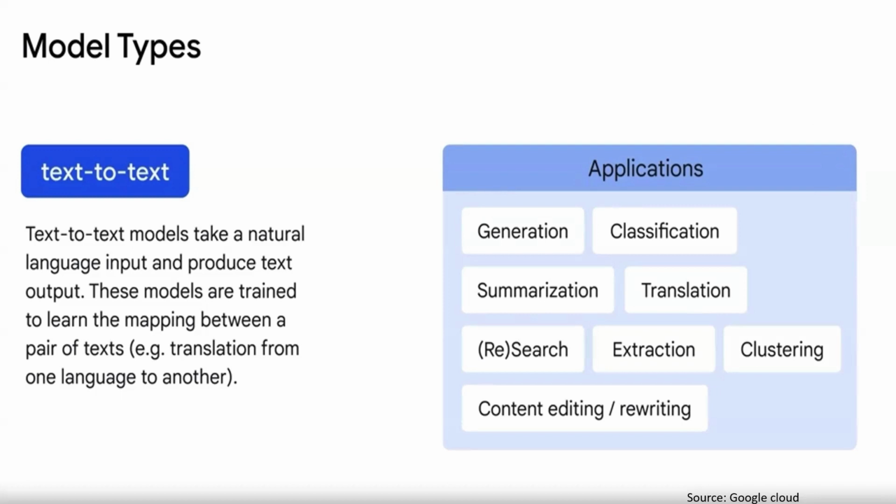Now let's talk a little bit about the model types available when text is an input. Text-to-text models take a natural language input and produce text output. These models are trained to learn the mapping between a pair of text, for example, translation from one language to another. You can see applications like classification. They can be used for summarization, translation, extraction, and content editing.